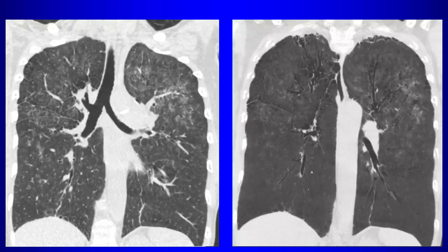Is this a MIP? No, this is a MINIP, right? So MIPs you use if you want to look at dense structures. If you want to look at vessels, you use MIPs, maximum intensity projection. If you want to look at airways, if you want to look at emphysema, low attenuation structures like air, there we use MINIP reconstructions, okay? So those are good for looking at the airways.